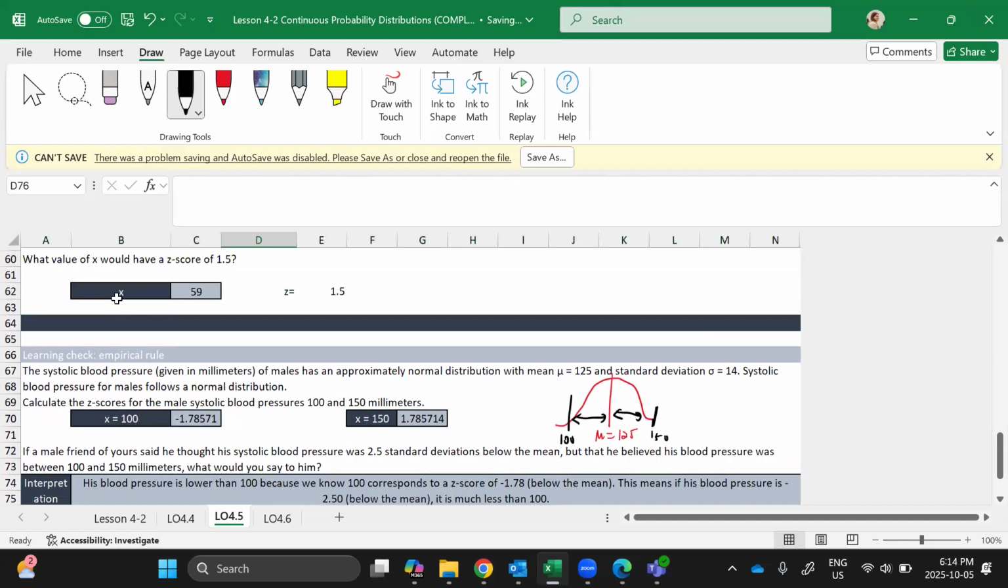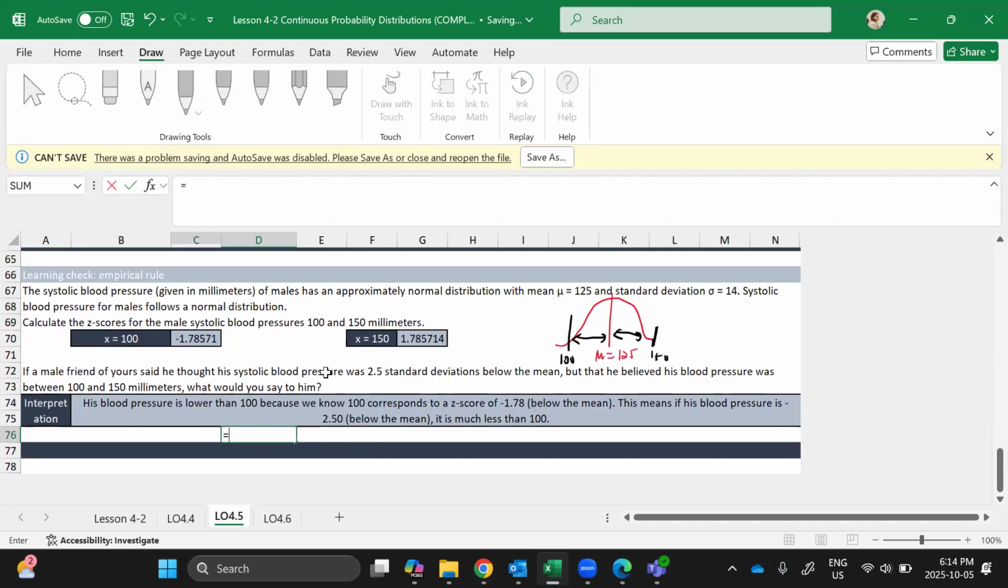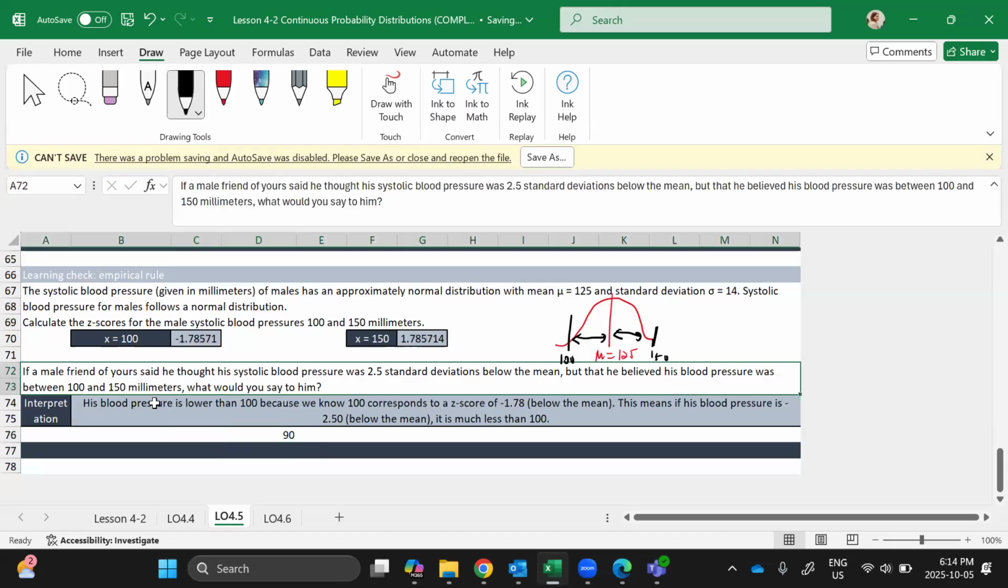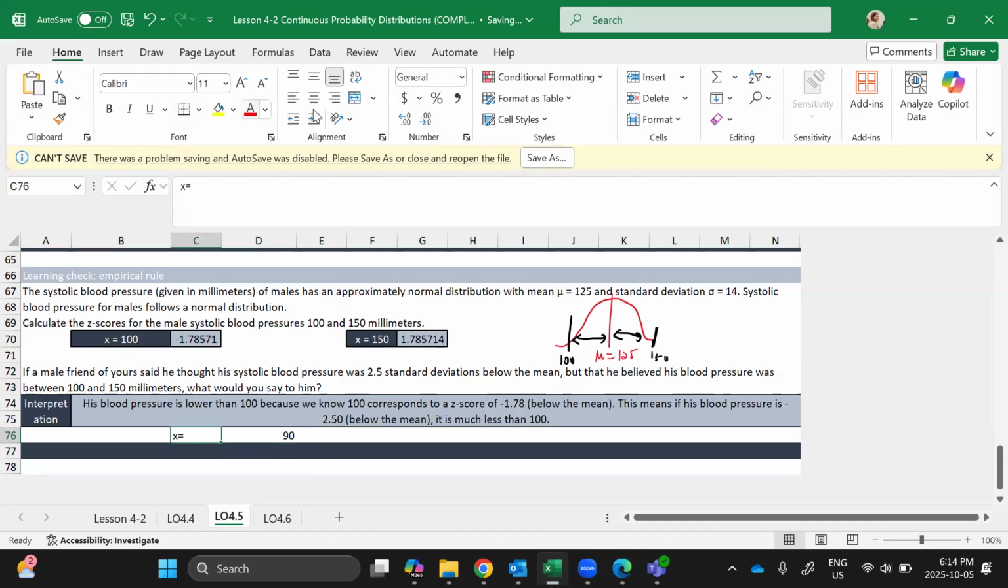Another thing you could do is do the backwards part like we did here to figure out what his blood pressure actually would be. If he thinks his Z-score is about 2.5, you could take the mean of 125 and subtract, because he says it's below the mean, 2.5 times the standard deviation. So his blood pressure is probably only about 90, not 100. So as long as you had some kind of explanation that said that no, his blood pressure isn't between 100 and 150 with a score of 2.5 standard deviations below the mean, then you have answered the question correctly, as long as you have some explanation similar to this one.